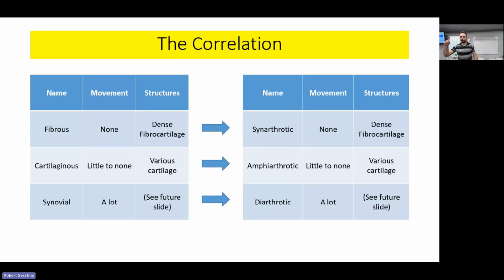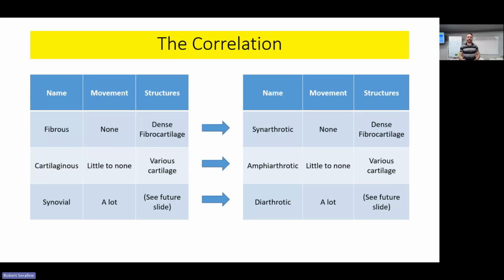So we can call the sutures in our skull synarthritic fibrous joints because they're the same thing, right? One, they're made with dense fibrocartilage, synarthritic because it's telling us they don't move. And then the same thing for cartilaginous amphiarthritic. You know, cartilage is what creates them or binds them. They don't move a whole lot, right? And then the synovial diarthritic joints are the joints in which we're going to pay the most attention to here in just a moment.